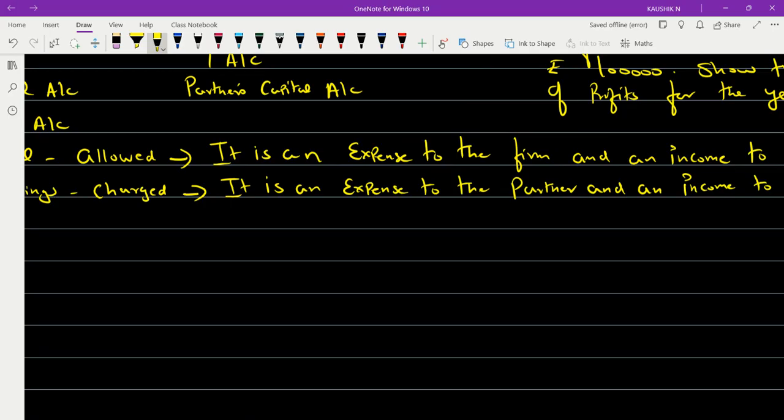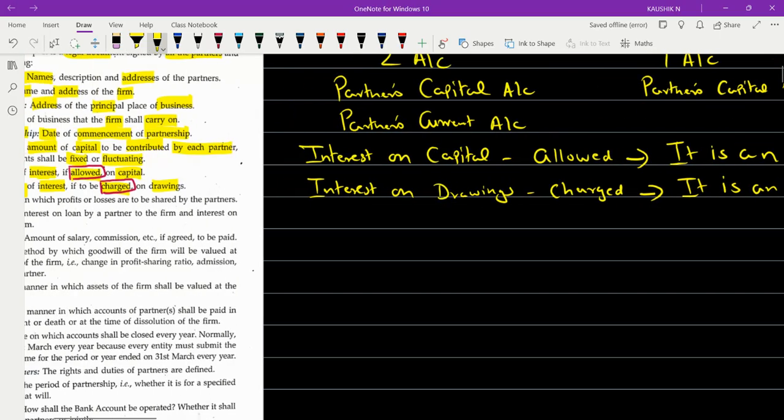Both A and R are correct, or both A and R are incorrect. They may give you such options. So unless you know what the concept is all about and on what basis this has been marked with a term called allowed or charged, we will not be able to answer it. Hope it is clear to you right now.